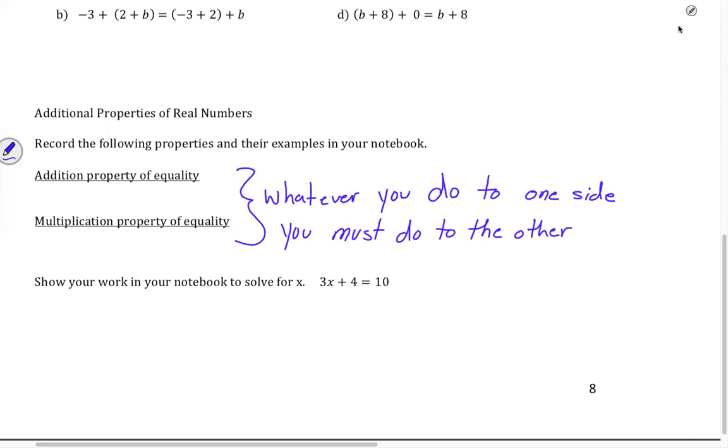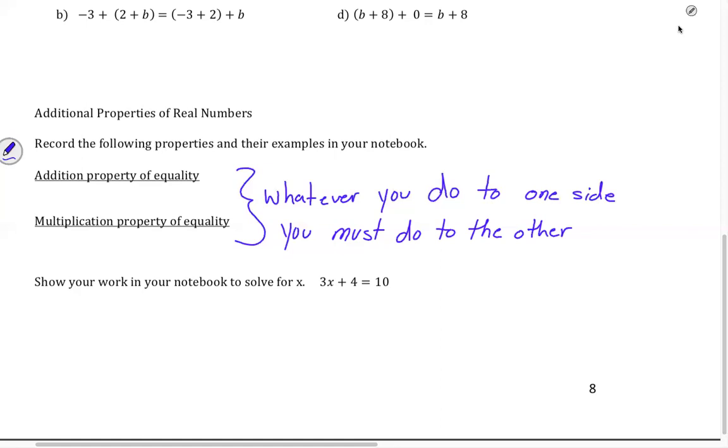So why do they only talk about addition and multiplication? Well, subtraction is really just adding the opposite, and division is just like multiplying by the reciprocal. So that's why they only talk about addition and multiplication here. So in short, it's whatever you do to one side, you must do to the other. And we use it all the time when we solve an equation.